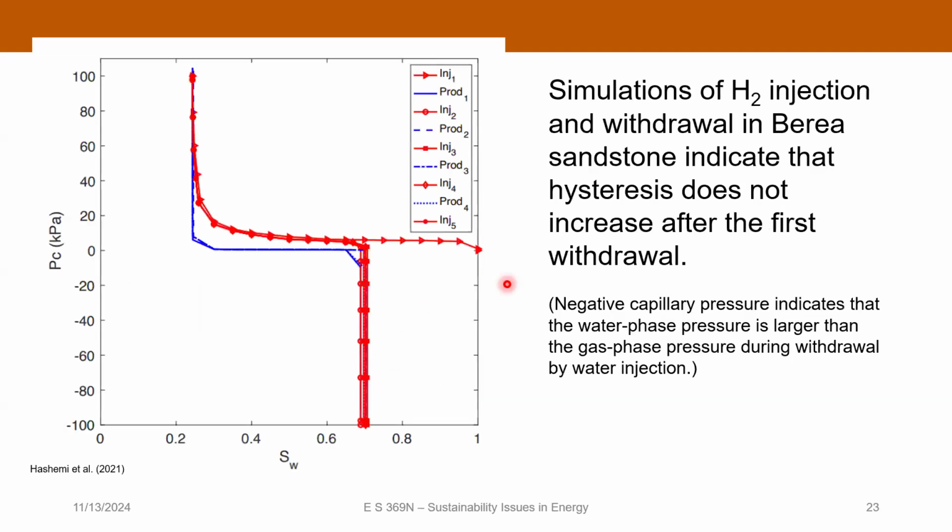So that's one issue. Now, there's been some work done looking at how the hysteresis will evolve over multiple injection and withdrawal cycles. So here's some simulation work of capillary drainage curves over 5 injection cycles in a Berea sandstone sample. And they're predicting that there's going to be very limited hysteresis. But there's other studies that have shown, including the work that we've done in my group, that you will actually have a very large hysteresis. So it's still kind of an unknown thing.